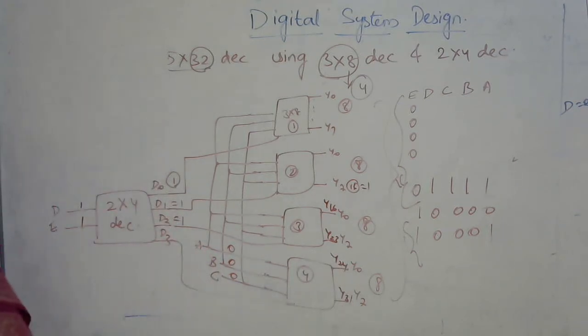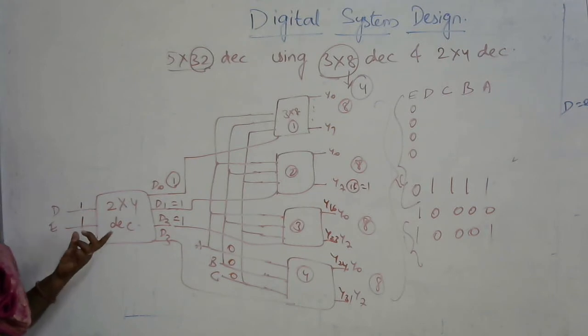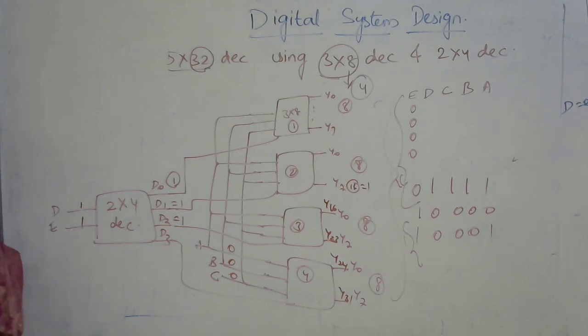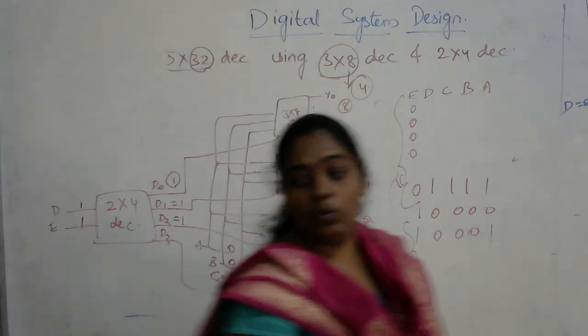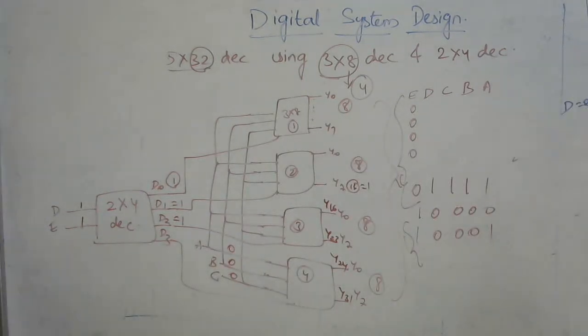This is how to design a 5 by 32 decoder using a 3 by 8 decoder and a 2 by 4 decoder. The only thing is, if it is an IC, check which are the active low and which are active high. If it is without IC, you can directly connect to the enable. This is how to design a 5 by 32 decoder using 3 by 8 as well as 2 by 4 decoders. Now let me solve some problems which are related to the implementation.